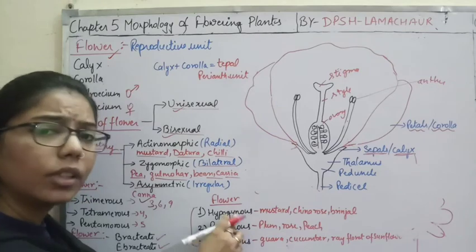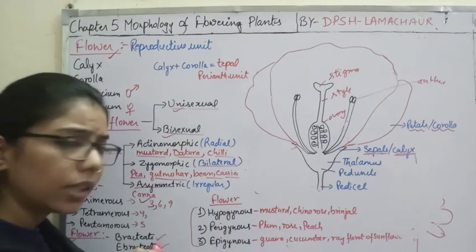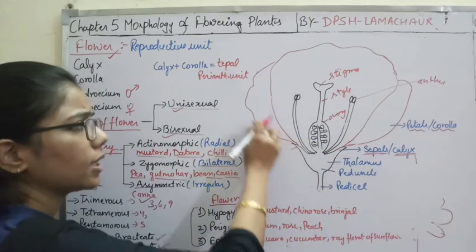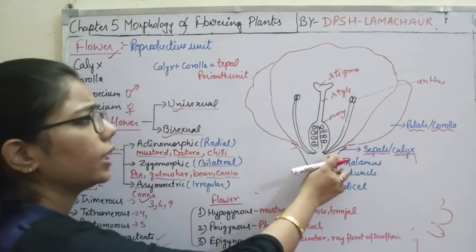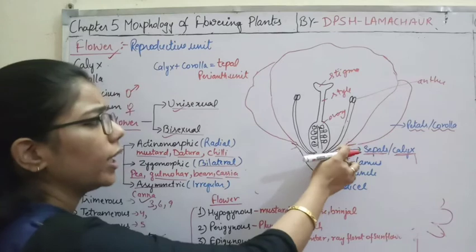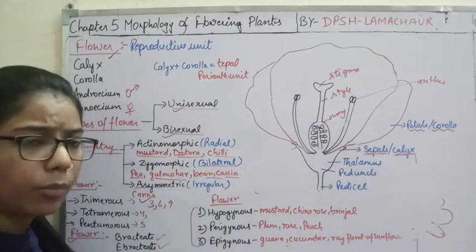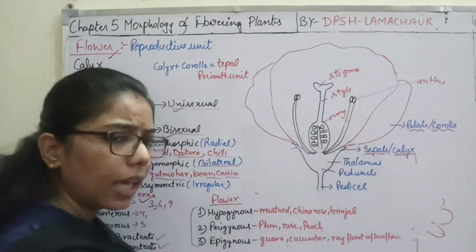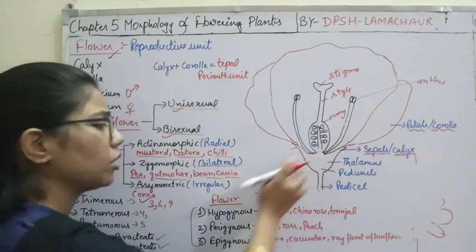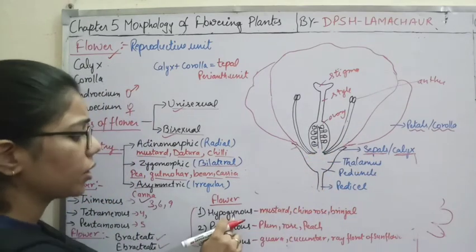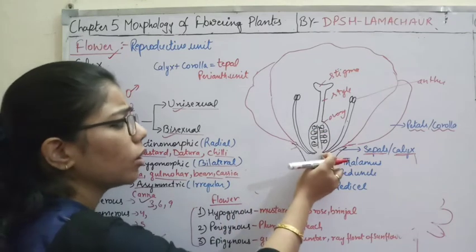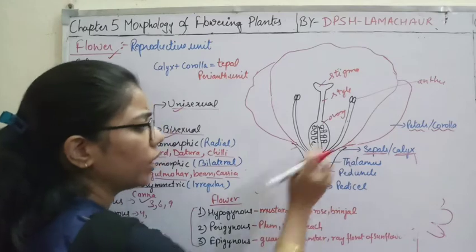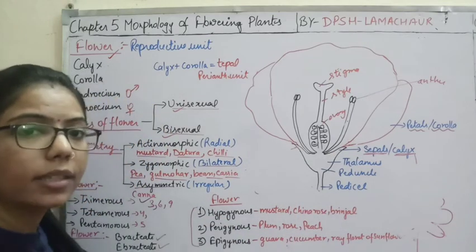Okay, so the thalamus contains what? It contains the sepals, the petals, and the male reproductive part. All these are present on the thalamus. So if all the structures are below the ovary, it is known as the hypogynous condition.